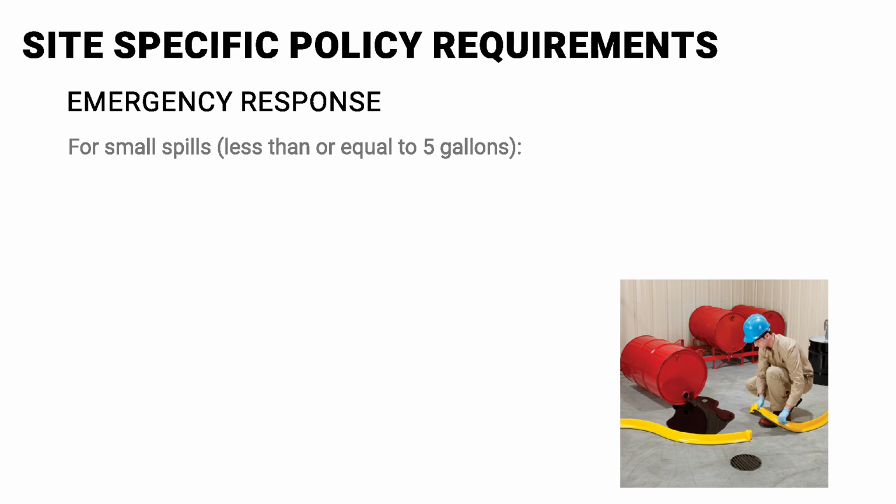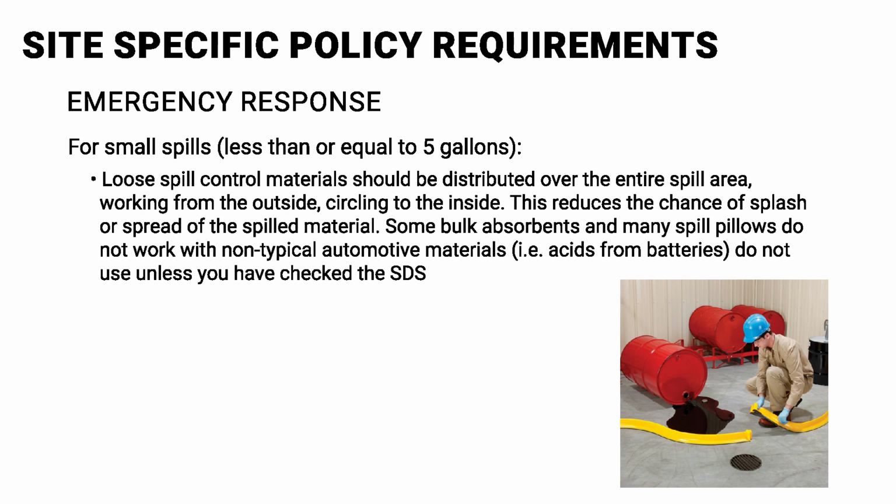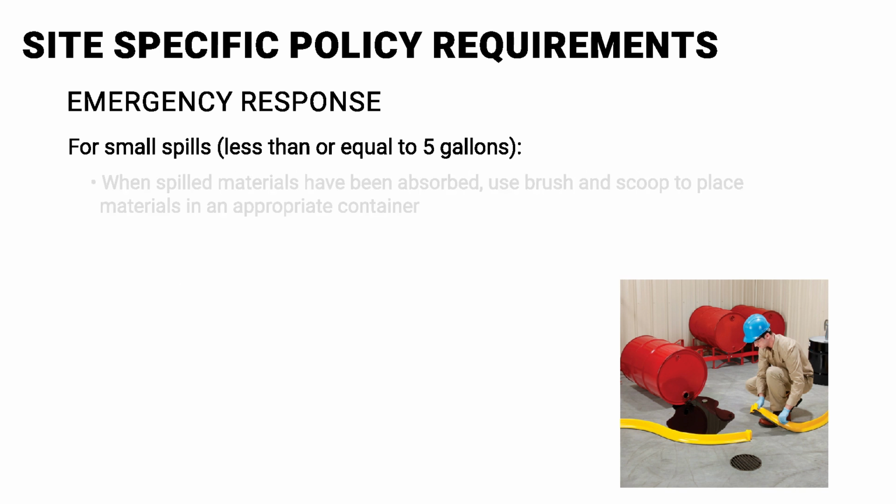For small spills, less than or equal to 5 gallons, loose spill control materials should be distributed over the entire spill area, working from the outside, circling to the inside. This reduces the chance of splash or spread of the spilled material. Some bulk absorbents and many spill pillows do not work with non-typical automotive materials, for example acids from batteries. Do not use unless you have checked the SDS.